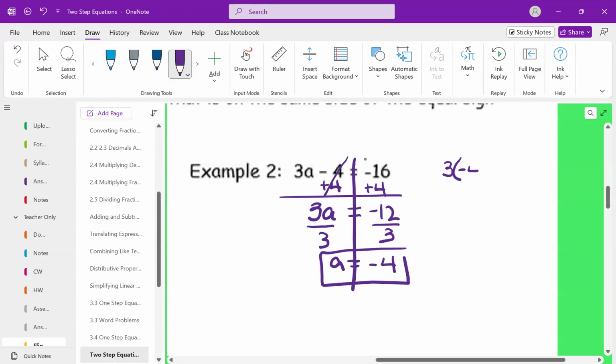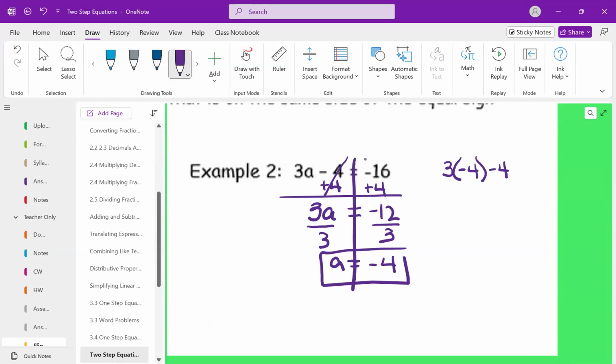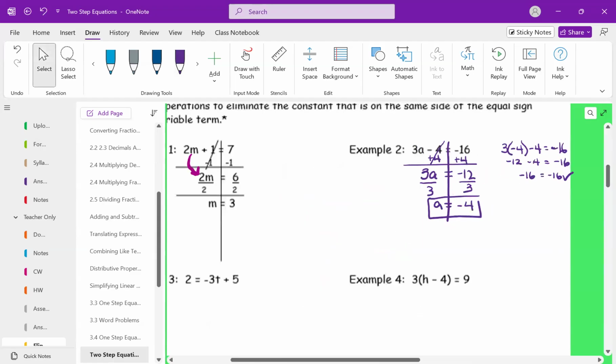So 3 times negative 4 minus 4 equals negative 16. Well, when I multiply, I have negative 12 minus 4. Is negative 12 minus 4 negative 16? Same sign, add and keep the sign. It is, so our solution of a equals negative 4 is correct. Let's try a few more.